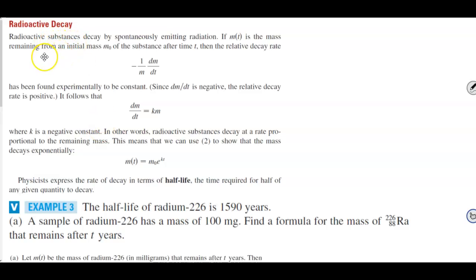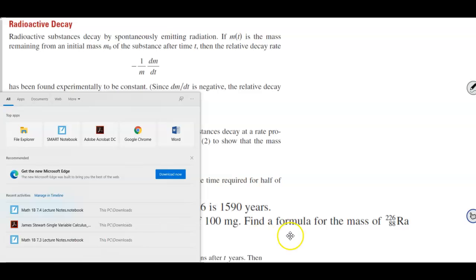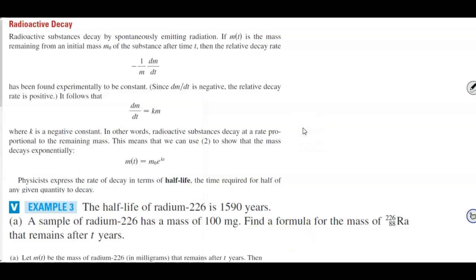Radioactive decay. Radioactive substances decay by spontaneously emitting radiation. If m of t is the mass remaining from an initial mass, m naught, of the substance after time t, then the radioactive decay rate is going to equal negative 1 over m dm over dt, and has been found experimentally to be constant. Since dm over dt is negative, the relative decay rate is positive.